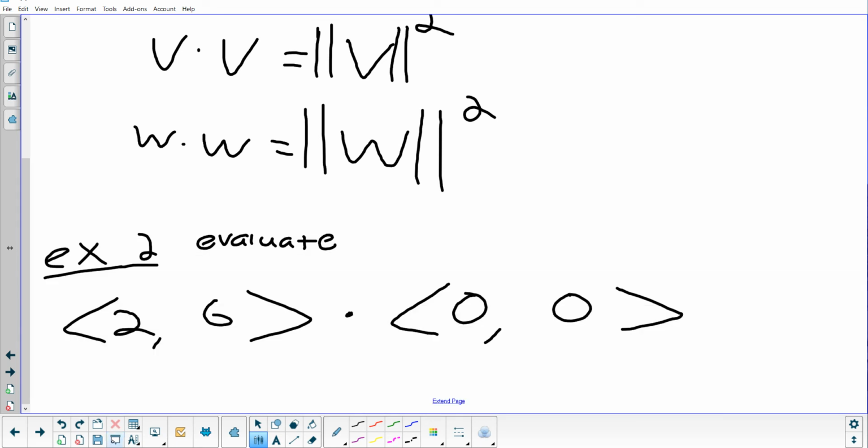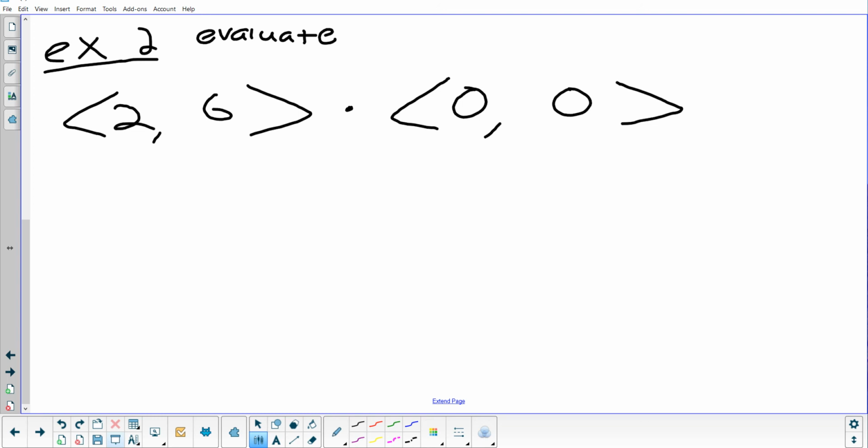Let's try this one. The vector 2, 6 dotted with the vector 0, 0. What's that going to be? 0 the number or 0 the vector? Number. Anytime you do a dot product, the result is a number. Okay. So the answer here is 0, the number. Question on that?